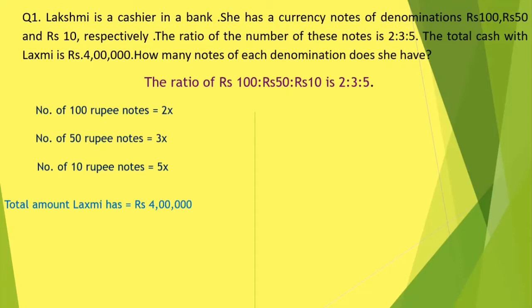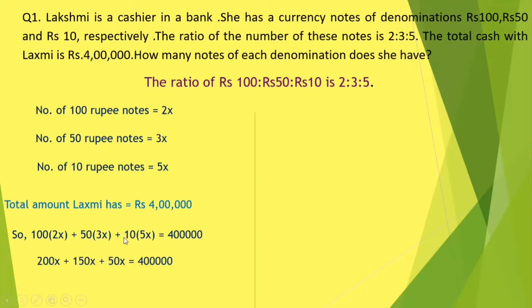Now 100 rupee denomination, there are 2x notes. So the money we get is 100 into 2x plus 50 into 3x plus 10 into 5x. This total is 4 lakh rupees. Solving this equation, 100 into 2x we get 200x plus 50 into 3x we get 150x plus 10 into 5x we get 50x. Adding all this together we get 400x is equal to 4 lakh.